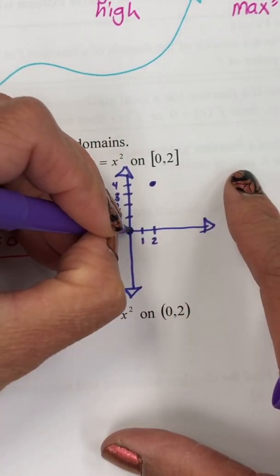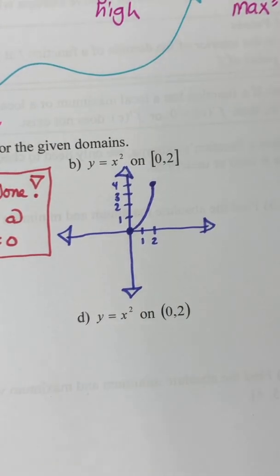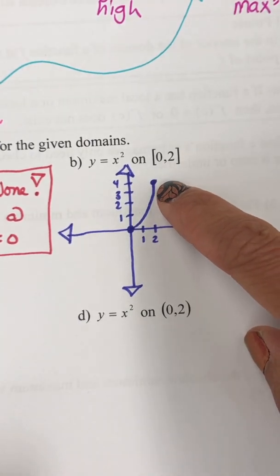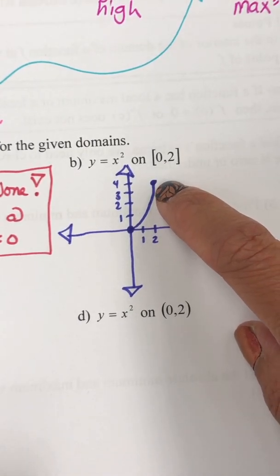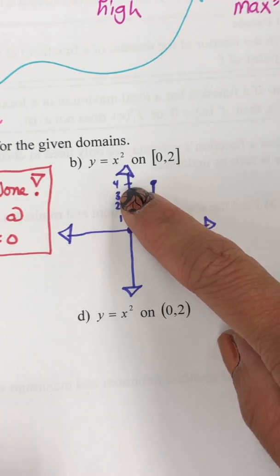So I know that this is a parabola, so I know it's going to curve up, but I'm only seeing a piece of that parabola, okay? So what is the absolute max and the absolute min? Well, the highest high ends up being that second endpoint, when x is 2. And so that absolute max is at a value of 4.